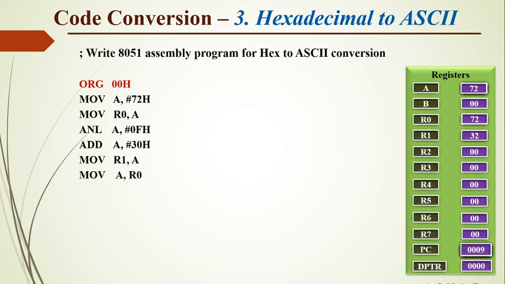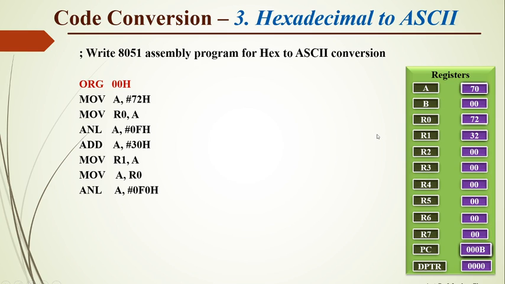To find the ASCII code for 7, again we are moving the 72H that we have stored in R0 into the accumulator. So we are again moving R0 into the accumulator, that is 72, and we are ANDing this with the value F0H to separate the digit 7. After this ANDing, A will contain the value 70H.